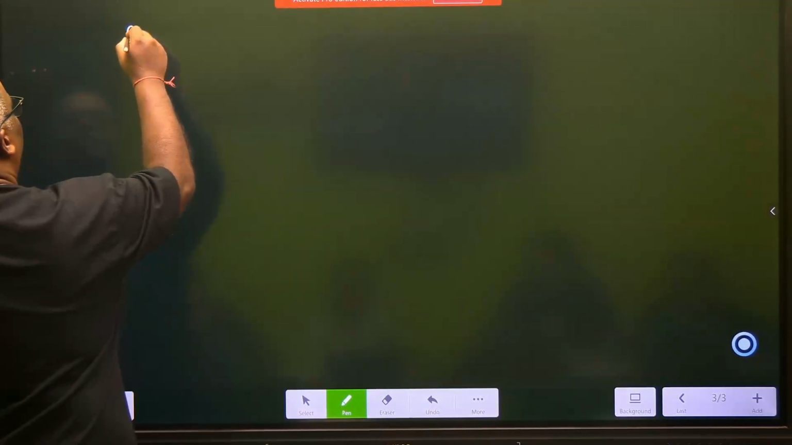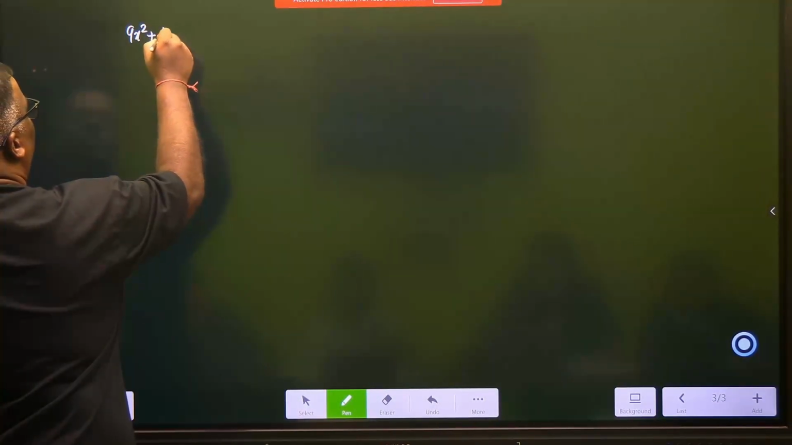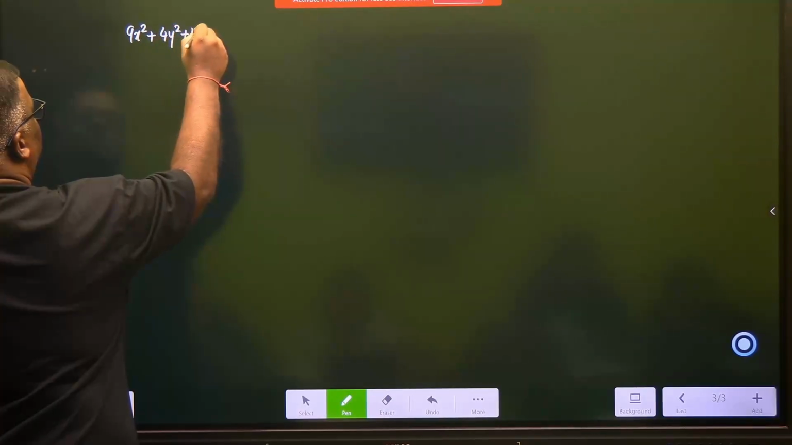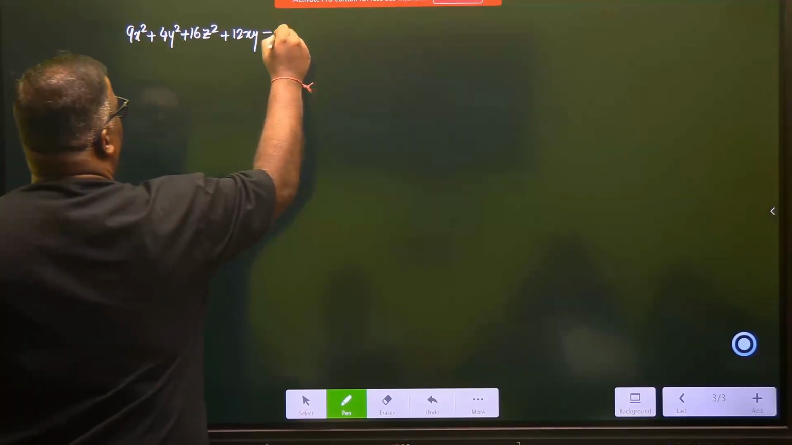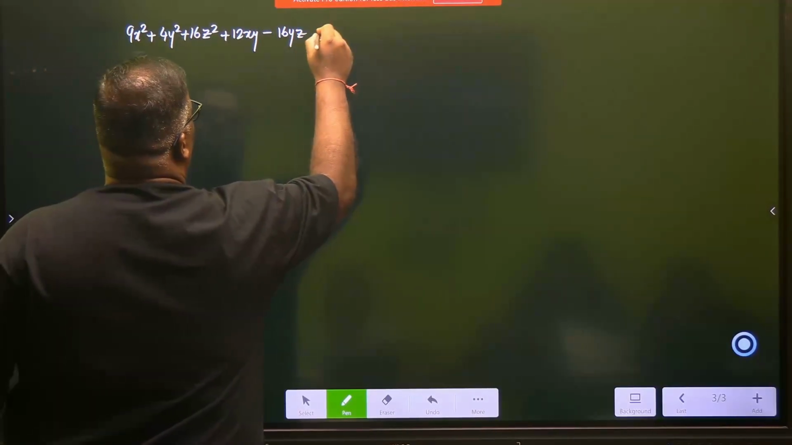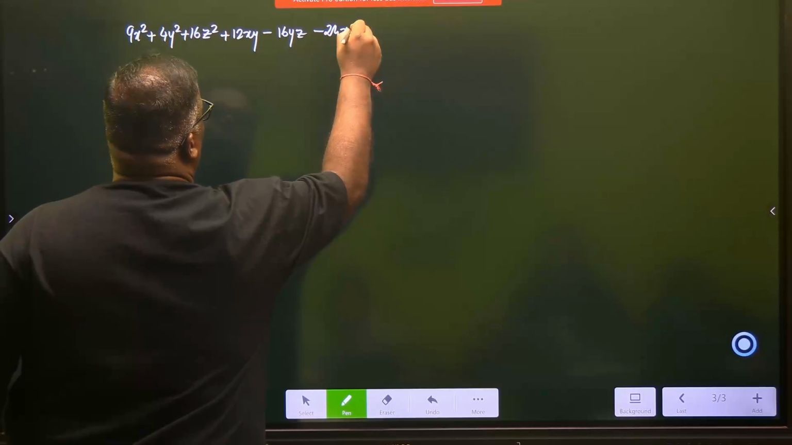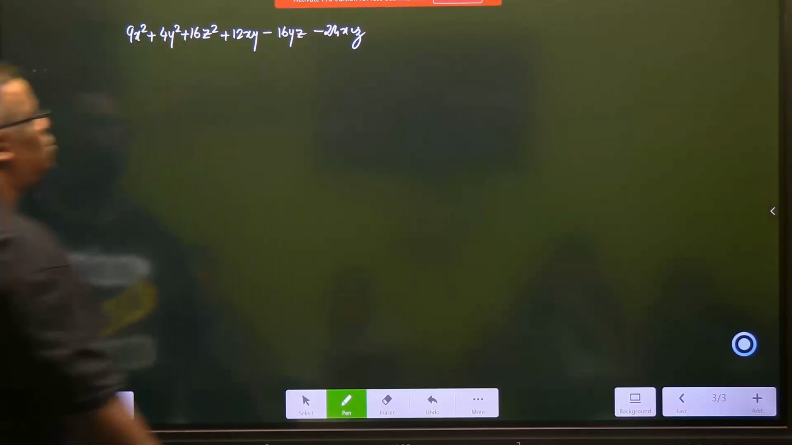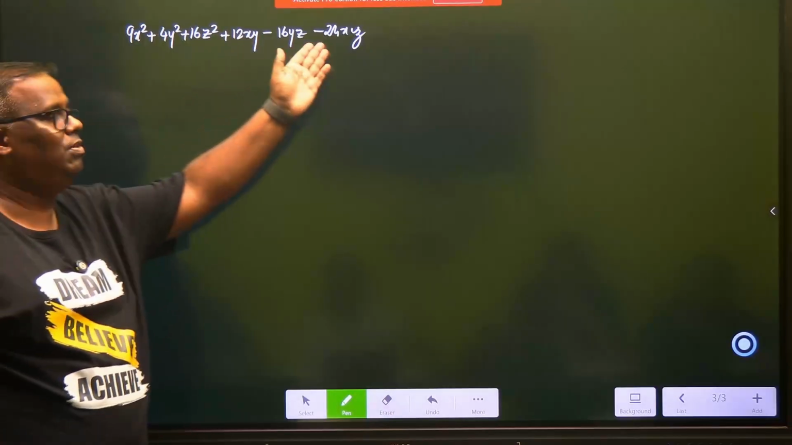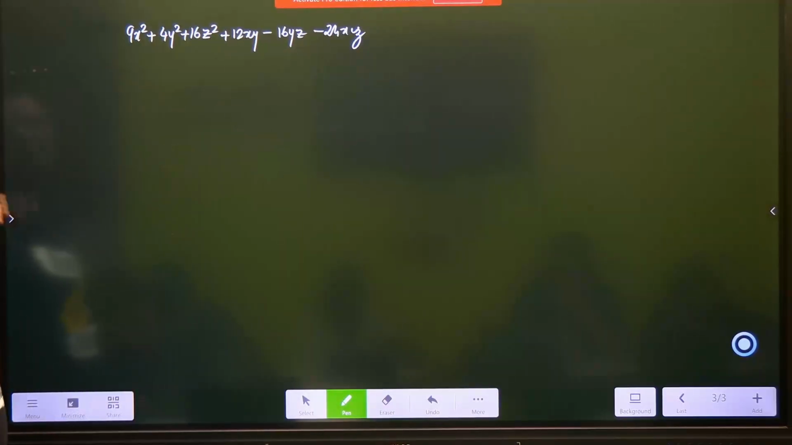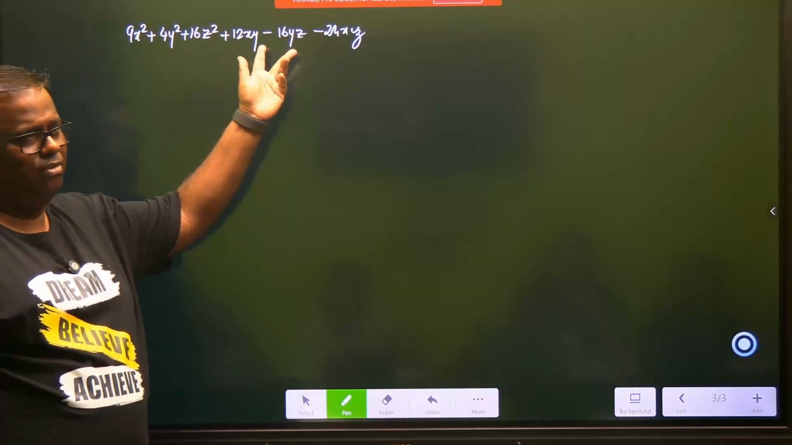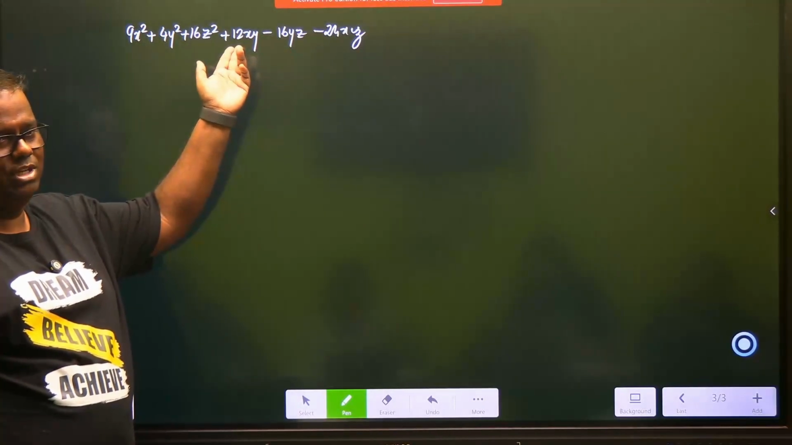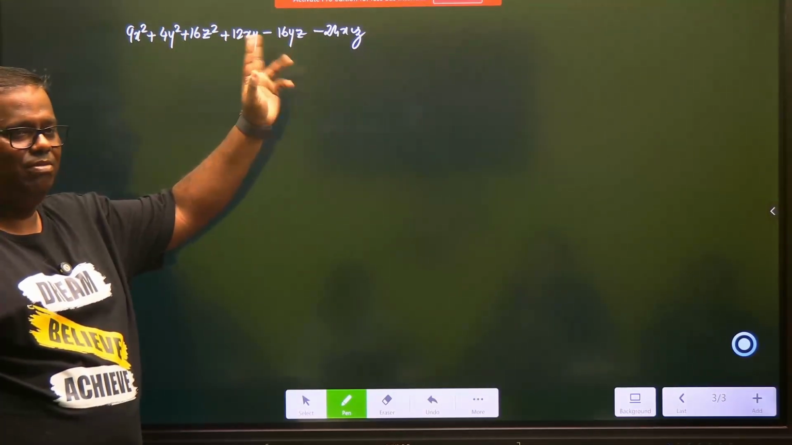Come. 9x square plus 4y square plus 16z square plus 12xy minus 16yz minus 24xz. Okay, so it appears very nice that in these two we have got a negative. So I can see here it's very easy. Take x and y both as negative, then xy becomes positive, yz becomes negative, xz becomes negative.